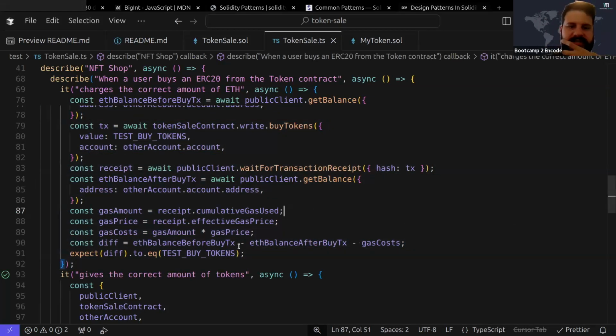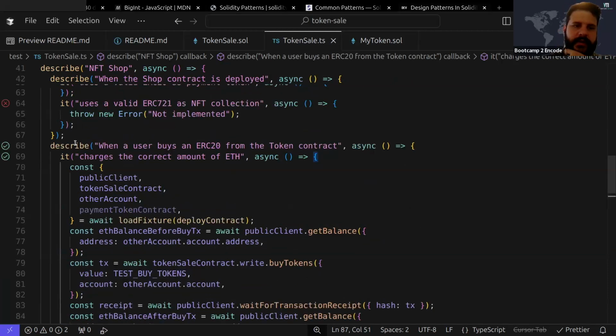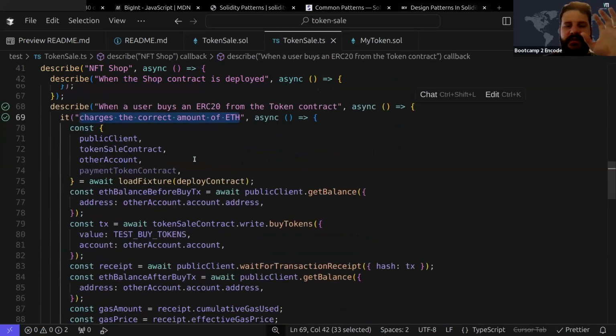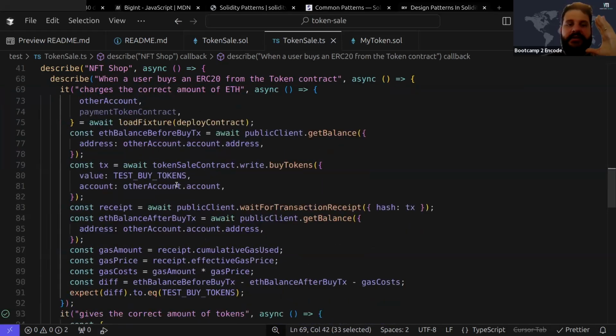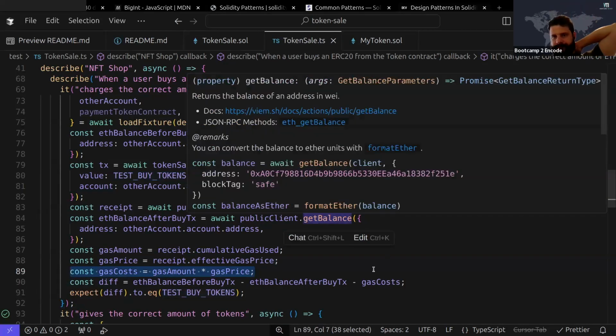Trust, you asked about this earlier. So when charging the correct amount of ETH, I'm checking if it is charging the value to buy tokens plus the gas cost for that transaction. Okay, I need to account for both.